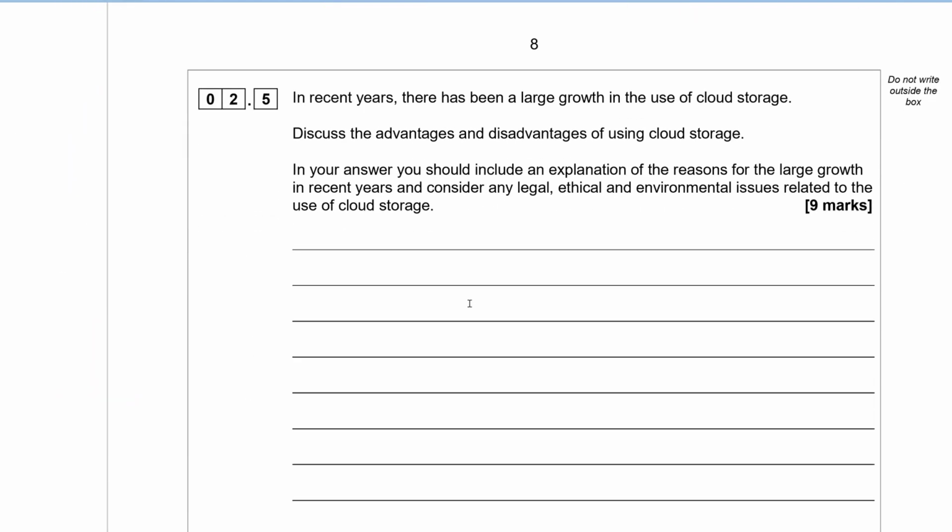Okay, for 2.5, we've got our extended response question. You'll get at least one of these in the paper. You can tell they are extended response questions because it will usually be a discuss question or evaluate question. Often you'll have impacts chucked in, and there'll be about 9 marks.